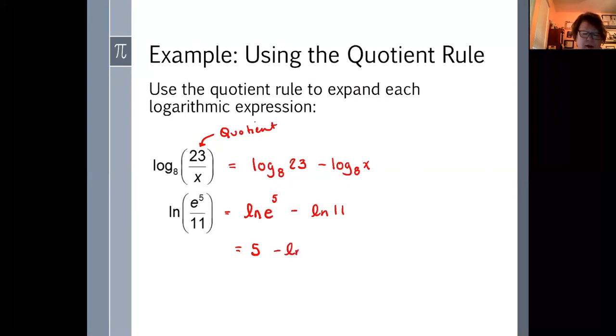Now you could also find a decimal approximation to the natural log of 11 using your calculator, but we're going to leave this expression in its exact form. When we say that this is exact, we mean it is exact. We're not finding a decimal approximation to this. We're going to leave it as an exact value.